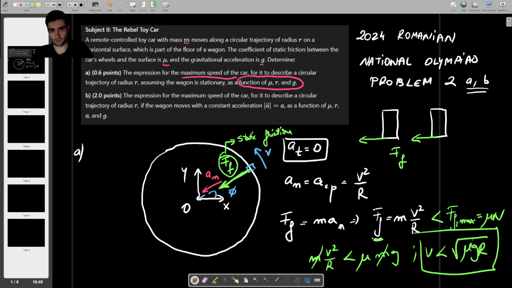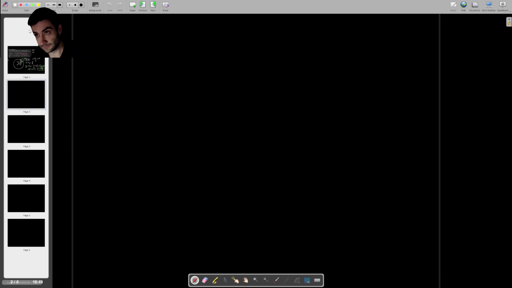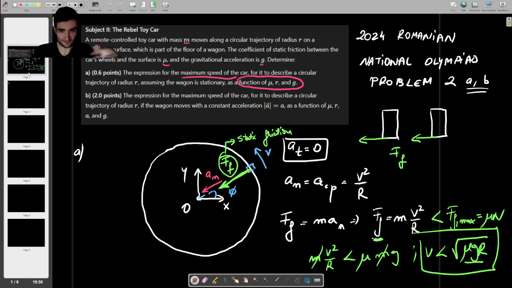And that's it. So that's part A, pretty straightforward. The velocity of the car in this case must not exceed this value, otherwise the car will start slipping to the right. And we get 0.6 points for this. Now part B is slightly more tricky, and we're gonna do it in a way that we can really understand what's happening.